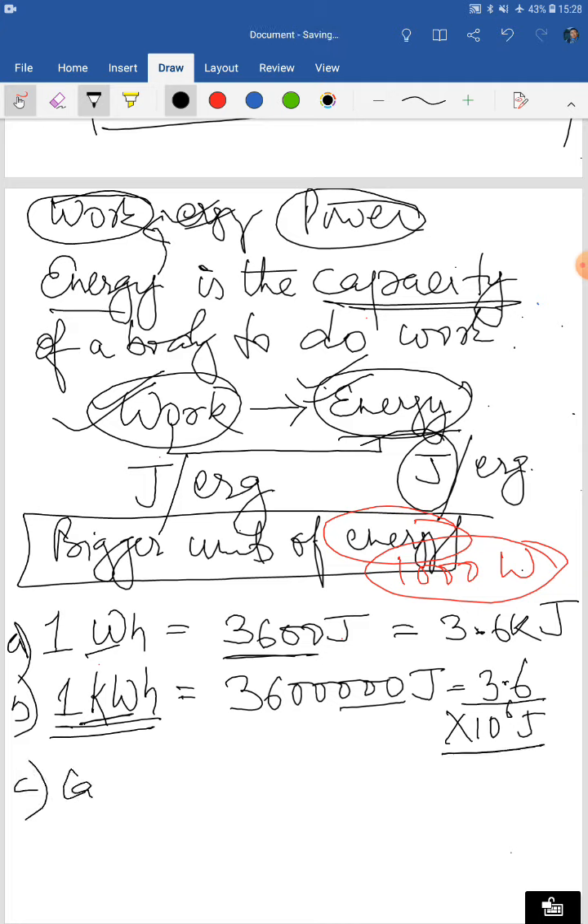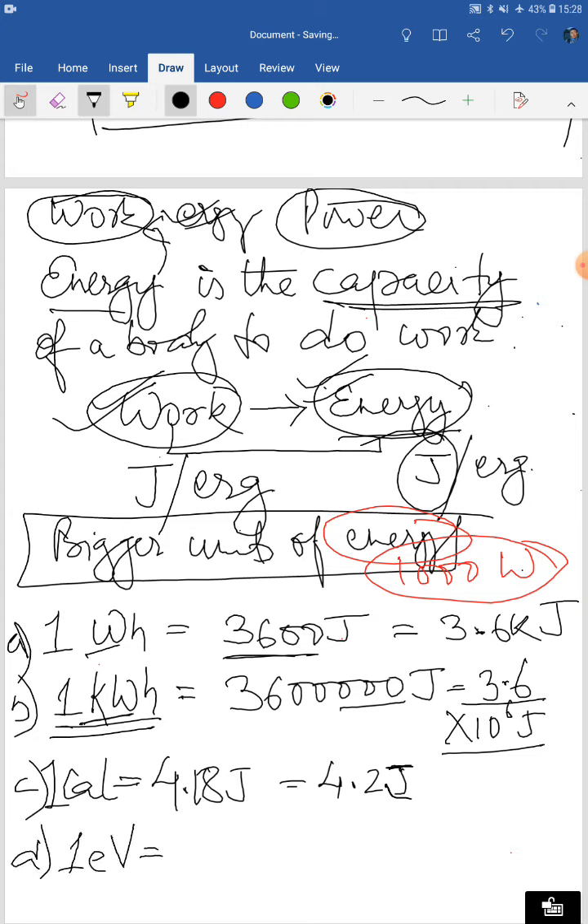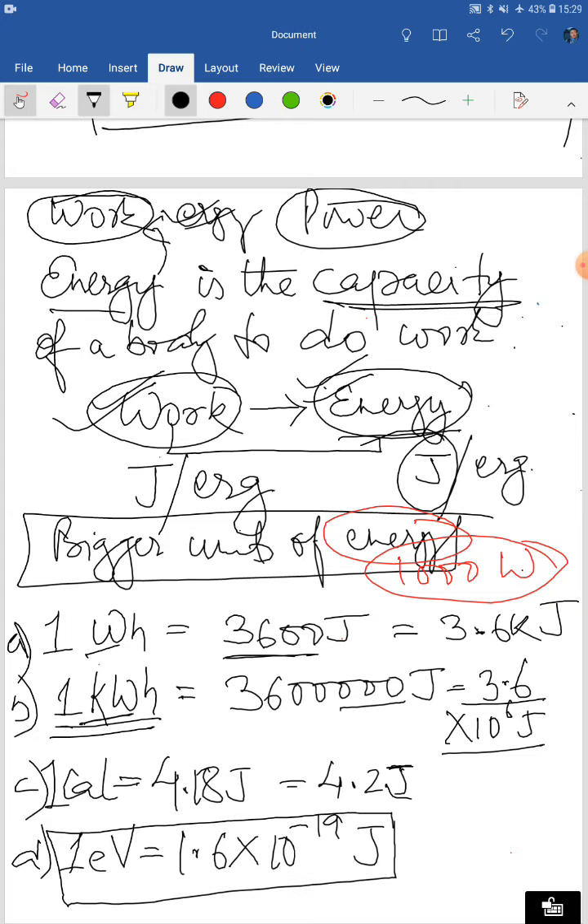Number C was your calorie. 1 calorie equals 4.18 joule, which approximately we write as 4.2 joule. All right, then number D is 1 electron volt. 1 electron volt equals 1.6 into 10 to the power minus 19 joules. It's a very small amount of energy. Clear? So please remember, note this down in your copies as well.